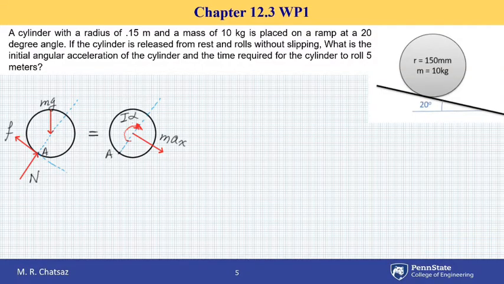Here we have another example of kinetics of rigid body. In this problem, we have a cylinder with known mass and radius. It is released from rest on an incline as shown. It rolls in such a way that motion occurs with no slippage. The question is, what is the angular acceleration of the cylinder and how long will it take for it to travel 5 meters down the incline?